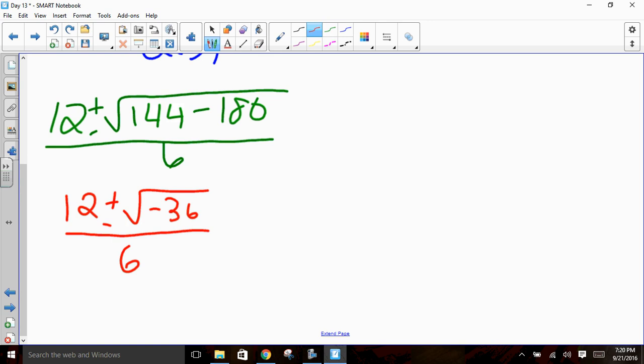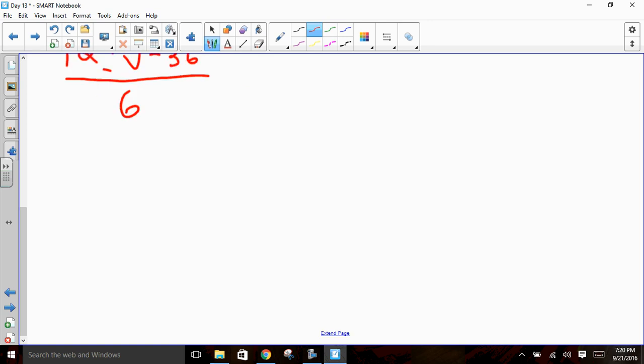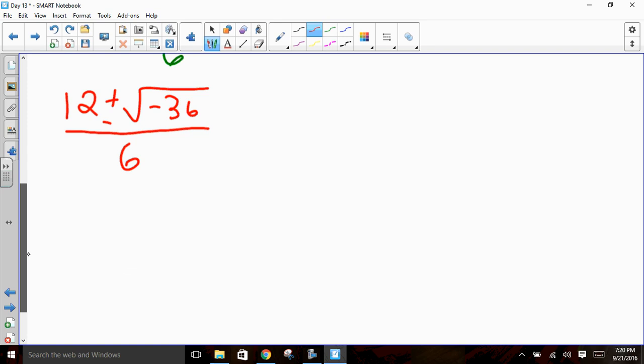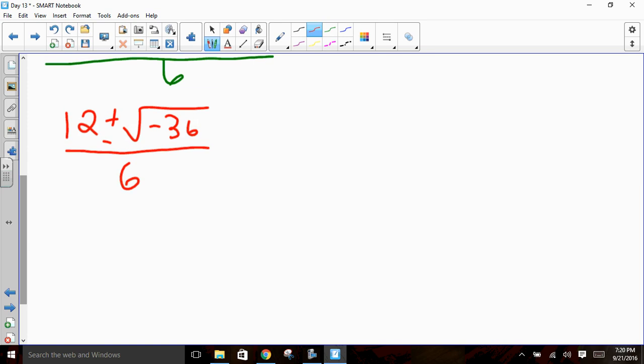Now, we did this last week with our complex numbers. See how I told you what we did keeps just piling on each other? The square root of negative 36 is going to give me 6i.